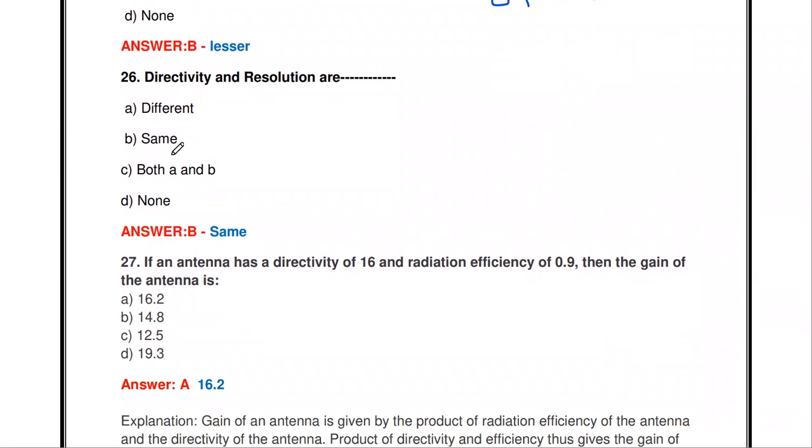The next one, directivity and resolution are dash. Directivity and resolution of the antenna are different, same, both A and B, none of the above. Same. Directivity of the antenna and resolution of the antenna are the same only.